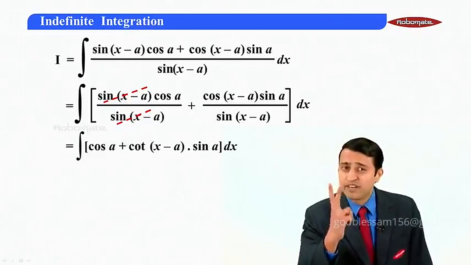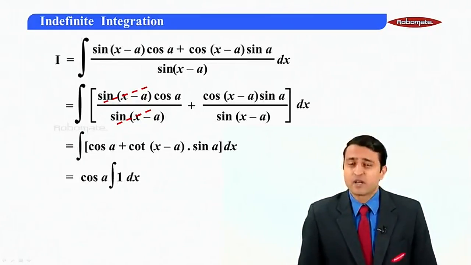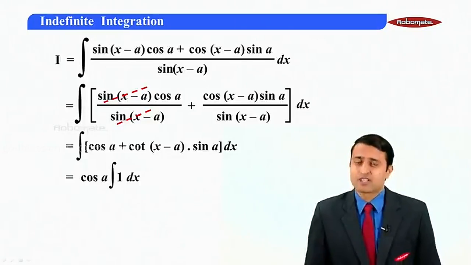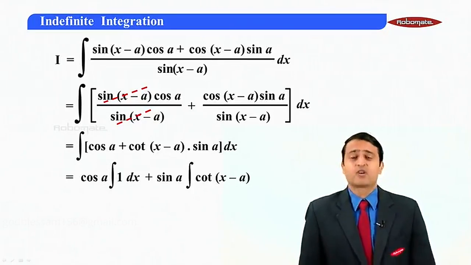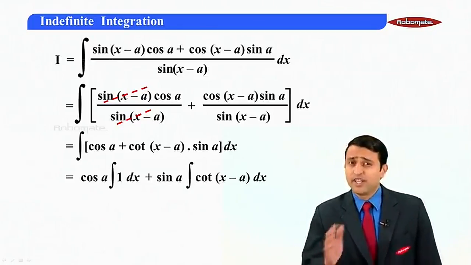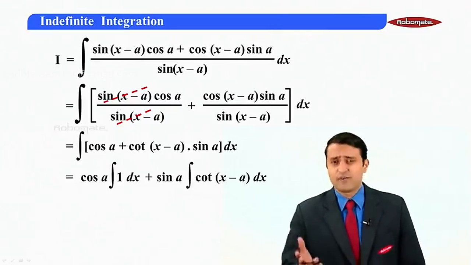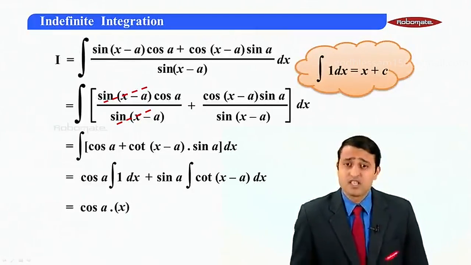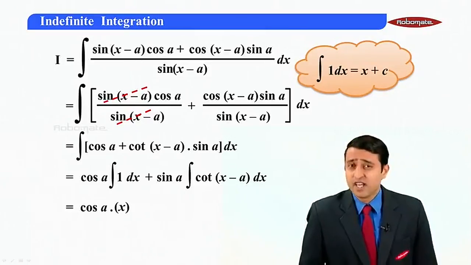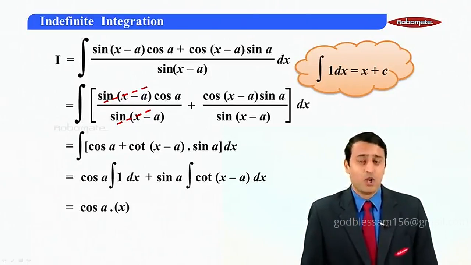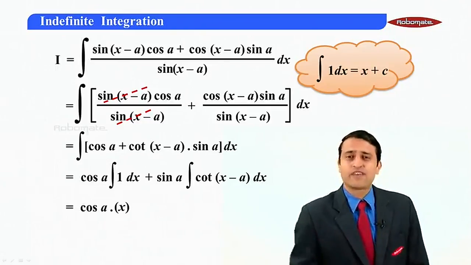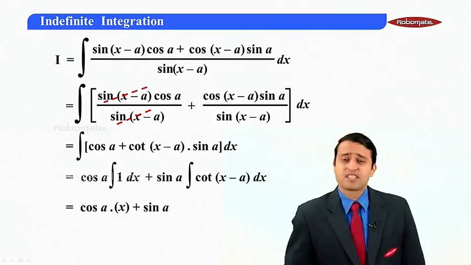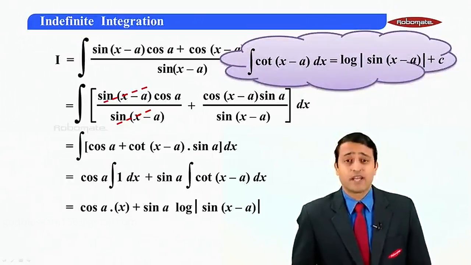Now we have to separate them as two different integrals. So cos a integral 1 dx, because cos a is a constant. Likewise in the second integral sine a is a constant, so we'll have plus sine a integral cot of x minus a dx. Now to integrate the first integral, that is integral 1 dx, we very well know that integral 1 dx is nothing but x. So we'll have cos a into x plus sine a integral cot of x minus a. Now my dear students, integral cot is nothing but log of sine. So integral cot of x minus a will become log mod of sine x minus a. So let's write that as plus sine a into log mod of sine of x minus a plus c.